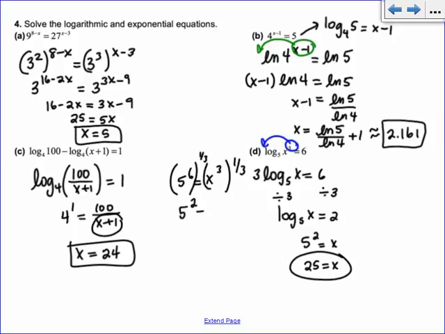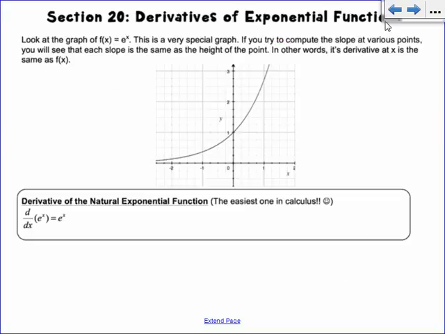So you still get 5 to the 2 equals x, even if you had done it that way. Does that make sense? All right, so that's kind of a quick review of logarithms. We did a little bit more review of that at the beginning of the year. So now we're going to do section 20, which is derivatives of exponential functions.